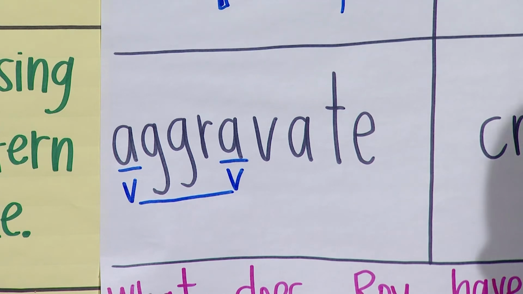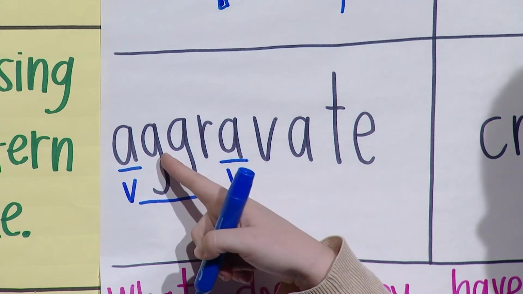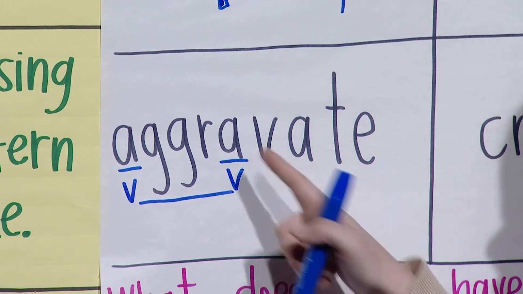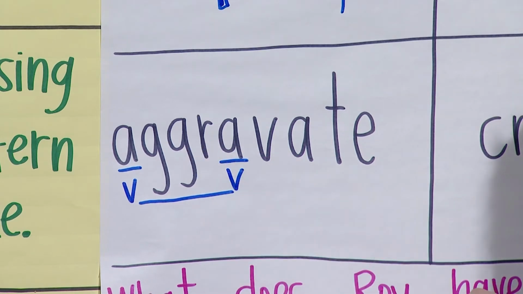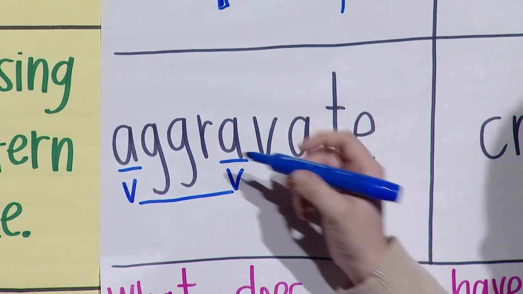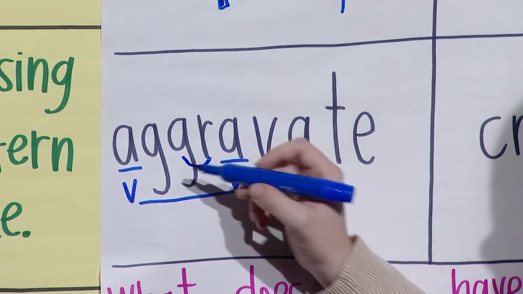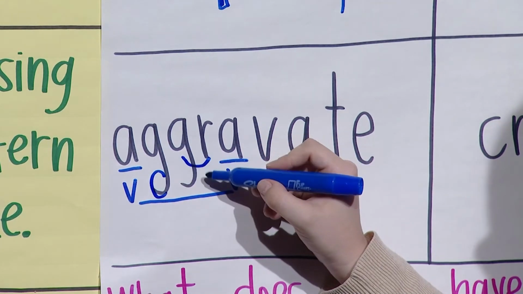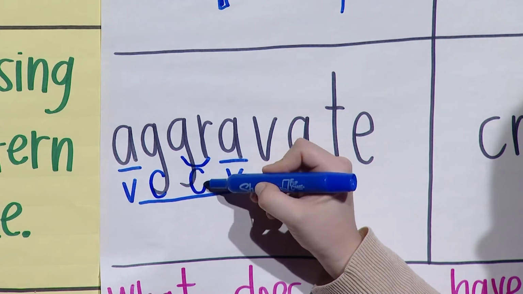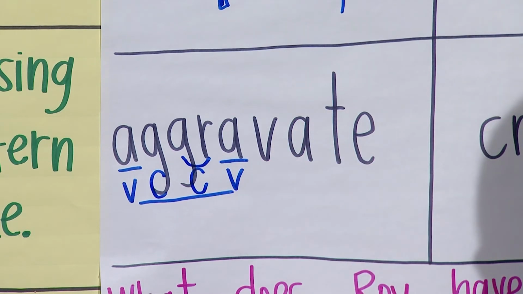Step 3 tells me to label the consonants on that bridge. How many consonants do you see? Yes, I see 3 consonants too. What do we know about GR? Very good. Sometimes we consider those a blend, so we're going to keep them together and label this consonant G as one and GR, the blend, as another consonant.